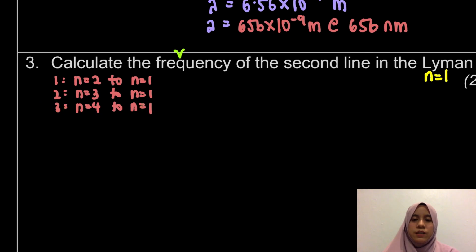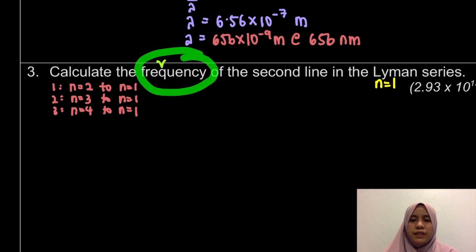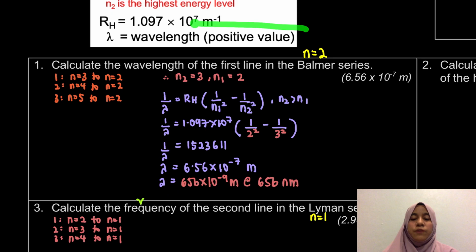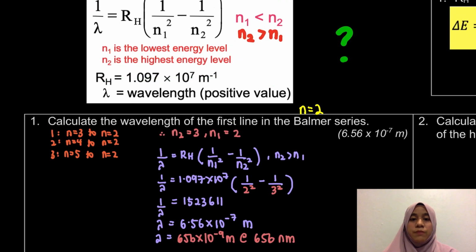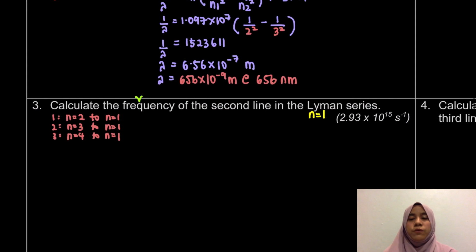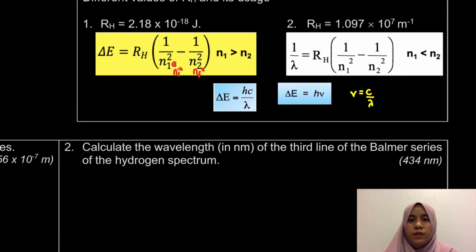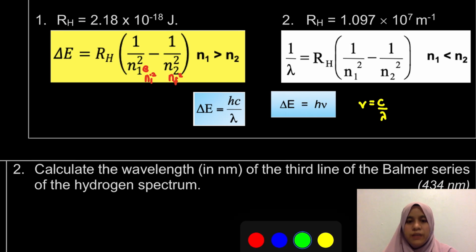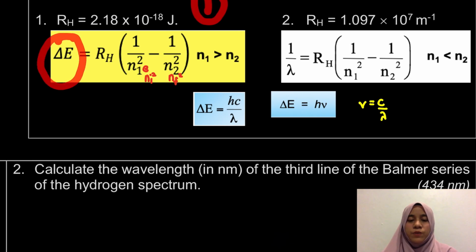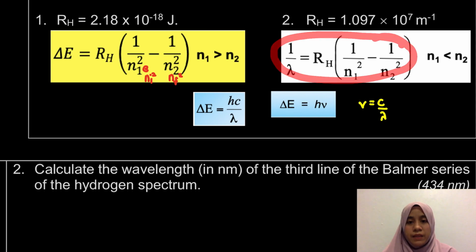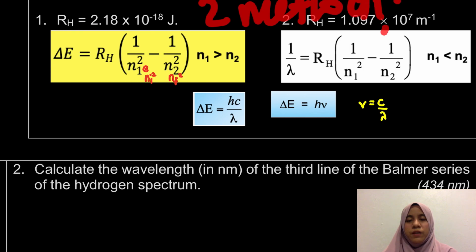Okay. So sekarang ni question talking about the second line in Lyman series. Okay. Dia nak frequency. Tapi ni is actually about our wavelength. So how do we find our frequency? Sebenarnya there are two methods to find our frequency. Okay, so the first one is actually, satu kamu boleh cari from, the first one, cari delta E dulu, then you're going to find our frequency. Or the second method, from the 1 over the Rydberg equation, then carilah V equal C over lambda.